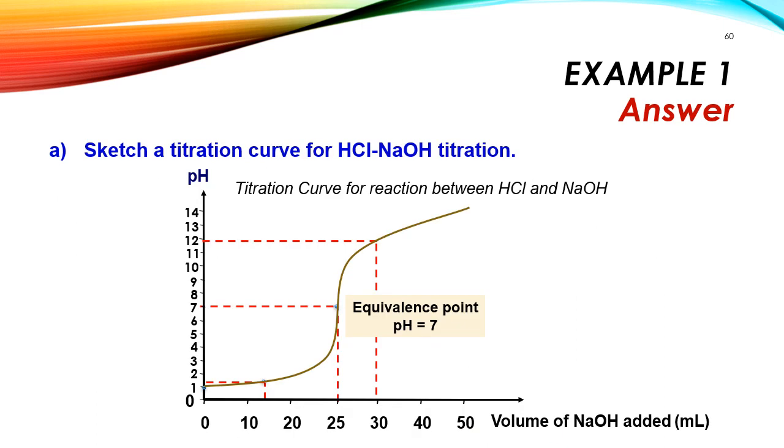By using the pH values obtained from the calculations, we can plot the titration curve for the reaction between the hydrochloric acid and the sodium hydroxide.